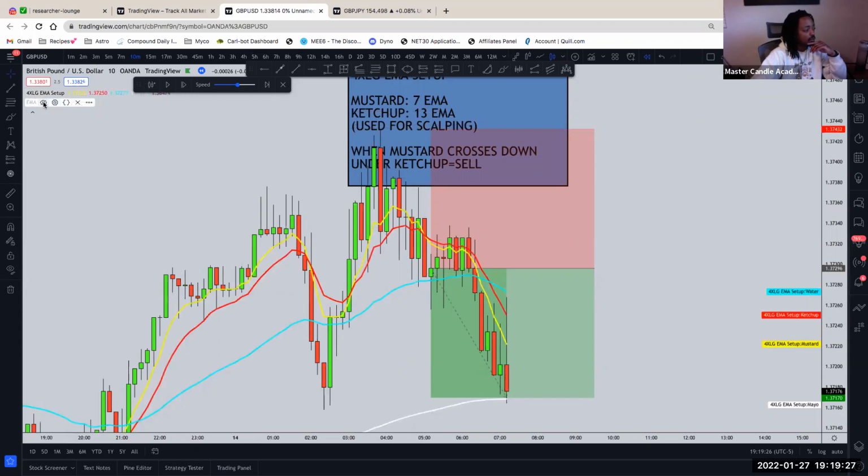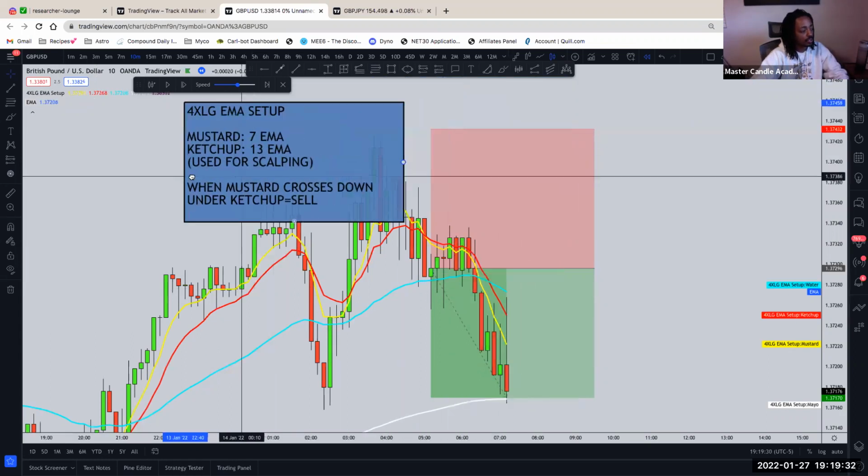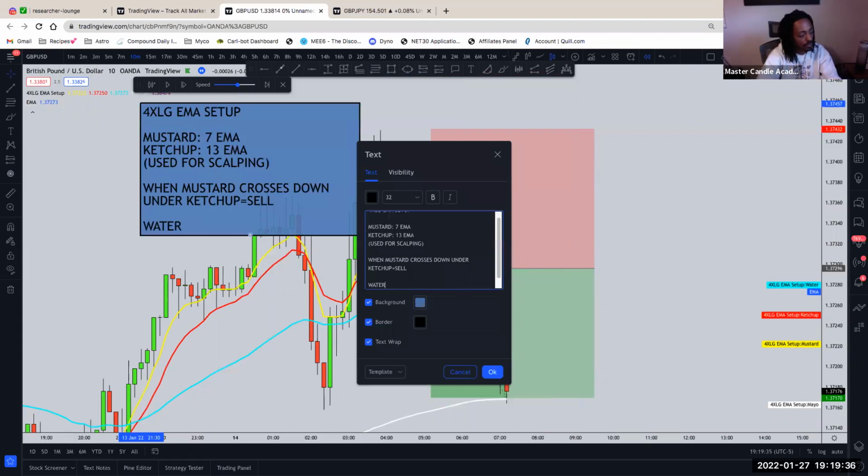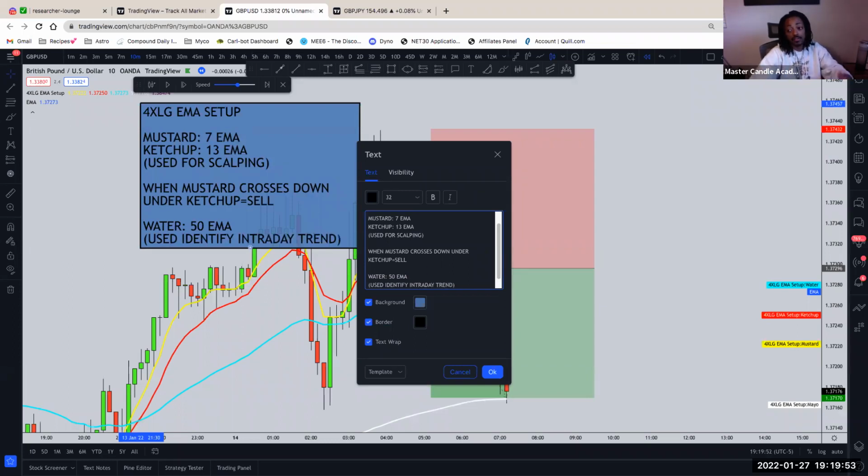So water, right? The 50 EMA is water. That's what we call it. All right. Water is the 50 EMA, and it's used to identify the intraday trend. Just as the 50 exponential moving average is when we use it. Right? Used to identify intraday trend.